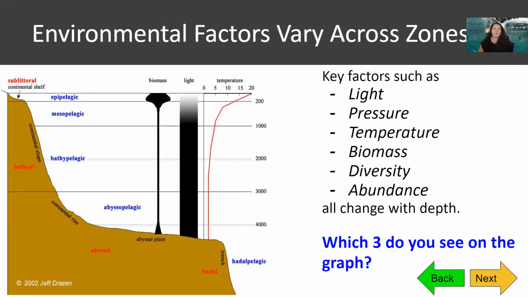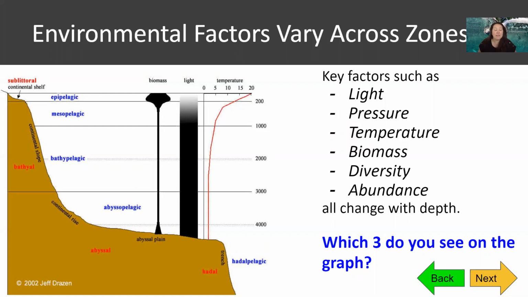So environmental factors vary widely across these zones. You can see that abiotic factors such as the amount of sunlight, pressure, temperature, biomass, diversity, and abundance all change with depth. So which 3 can you see on the graph to the left? I'll let you go ahead and take a moment. Right, so the 3 that you can see are biomass, light, and temperature.